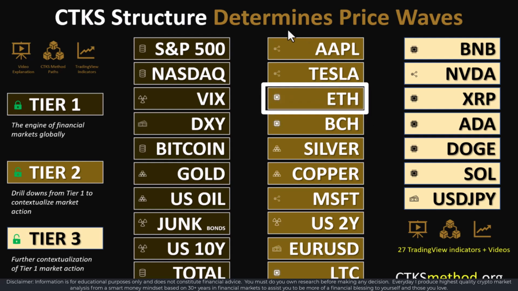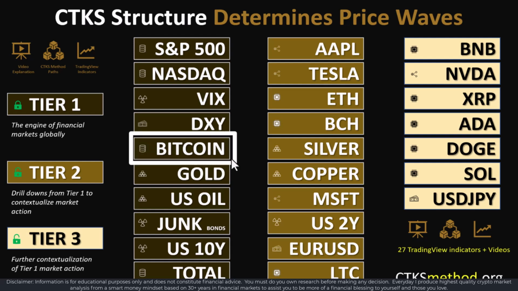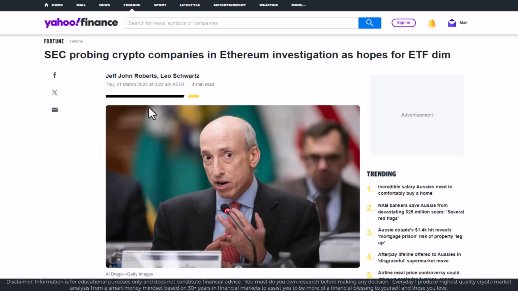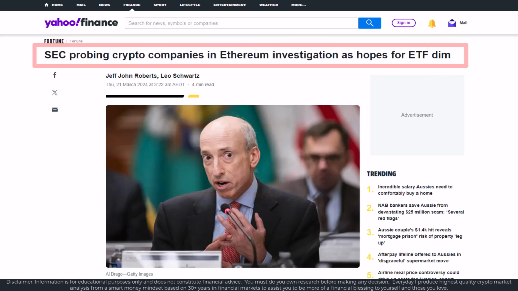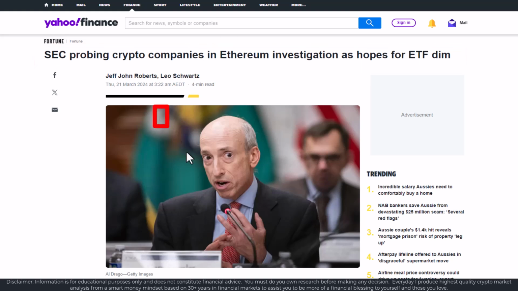Now, we're going to look at something really important in the crypto market. We're going to look into ETH, and then we're going to look into Bitcoin. These are really important things to be aware of right now. The Securities Exchange Commission, led by Chairman Gary Gensler, is probing the Ethereum Foundation. And you know, when Gary starts to probe, it's going to be uncomfortable.